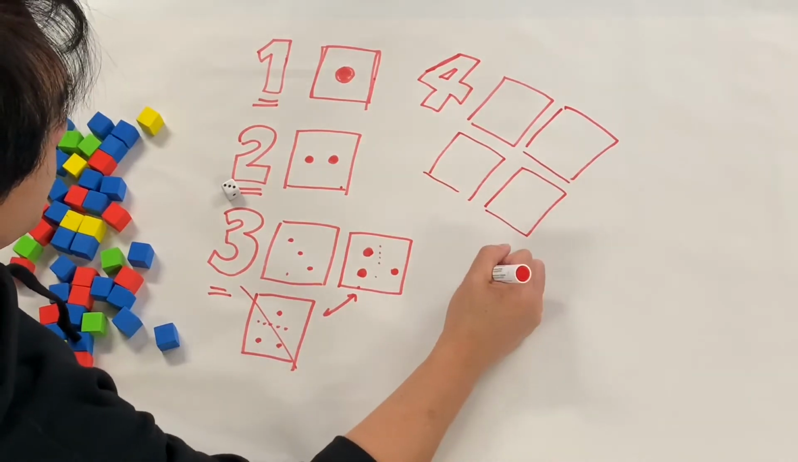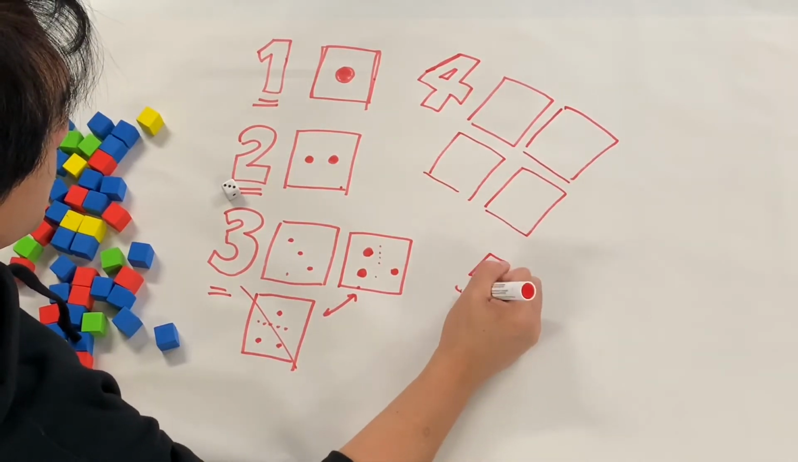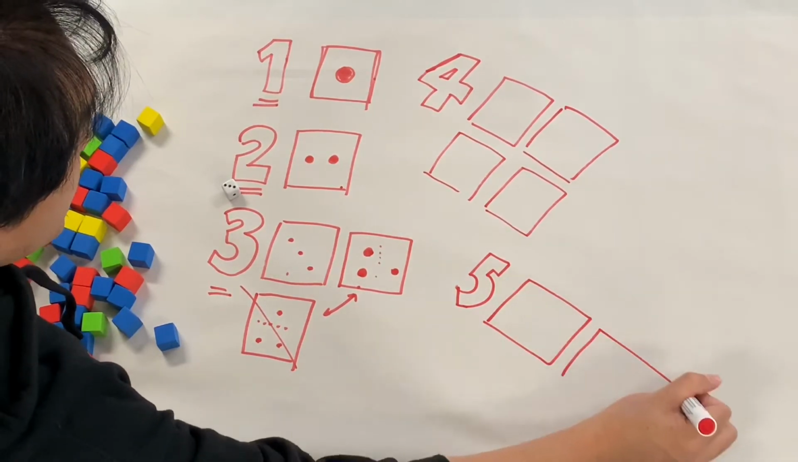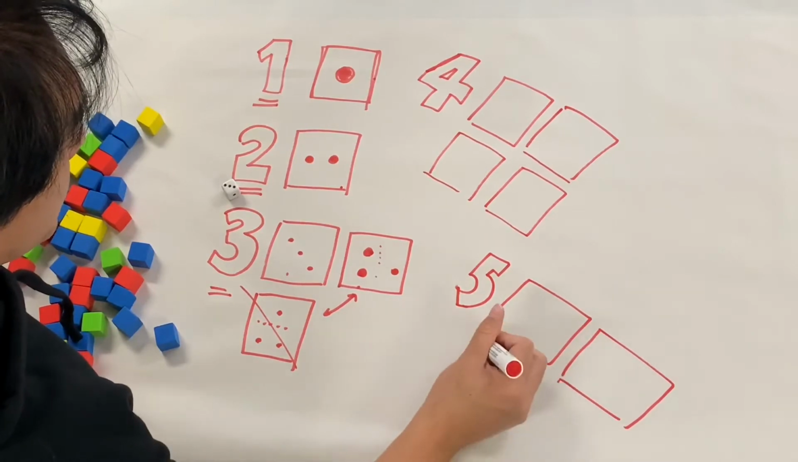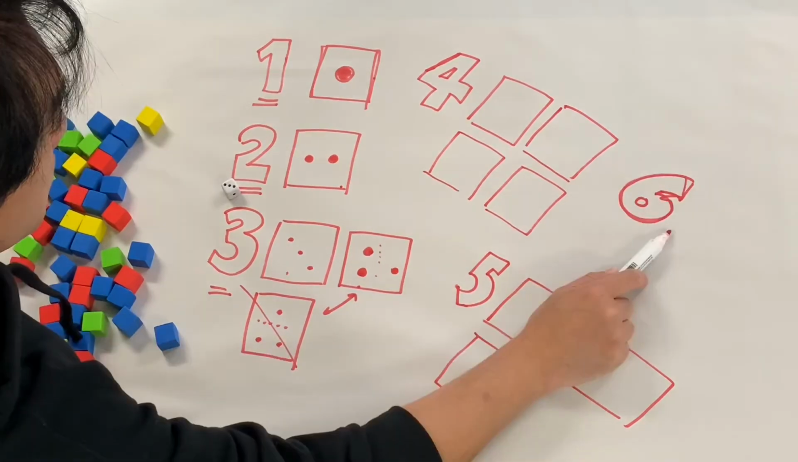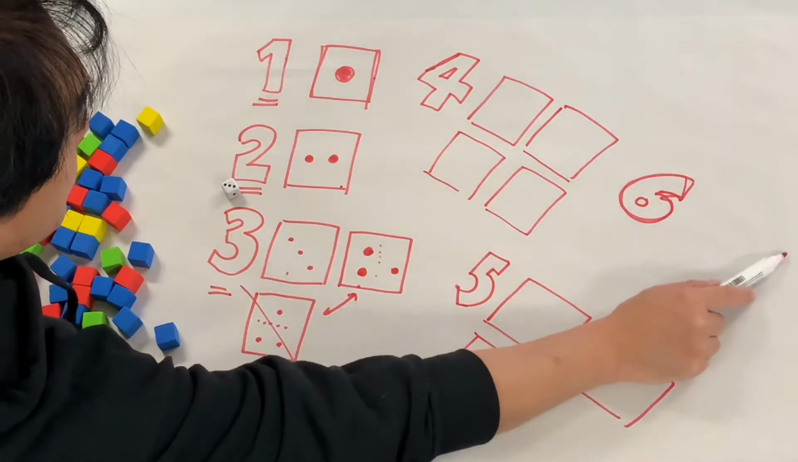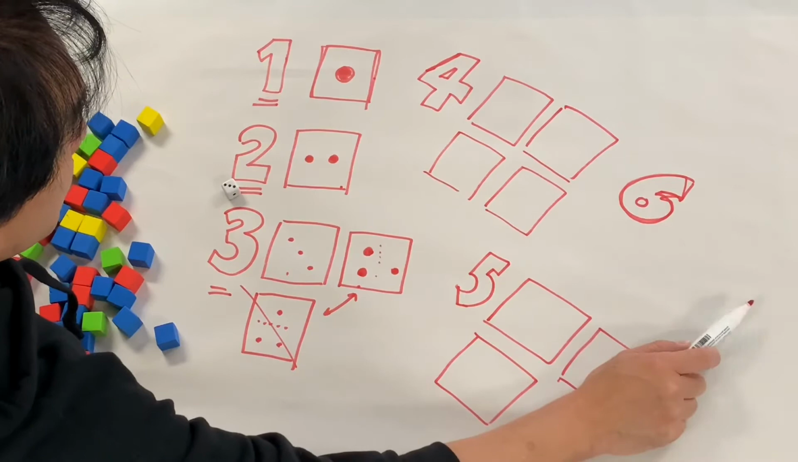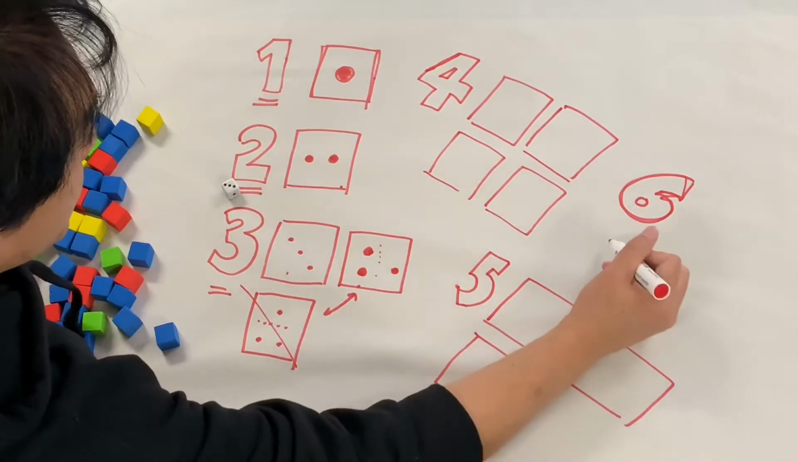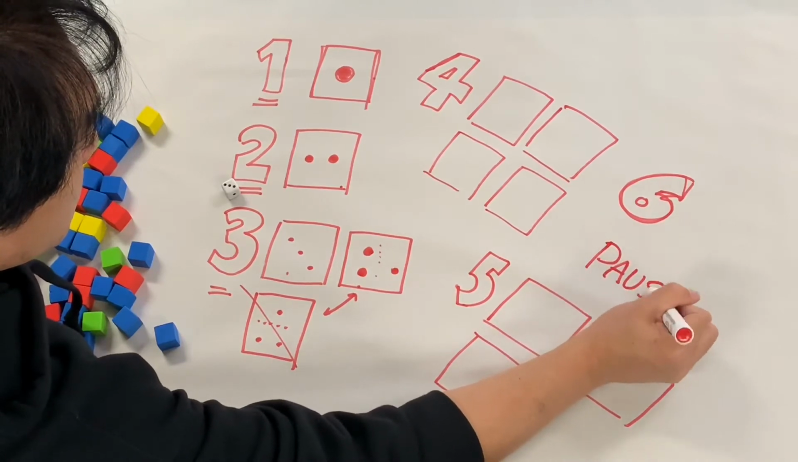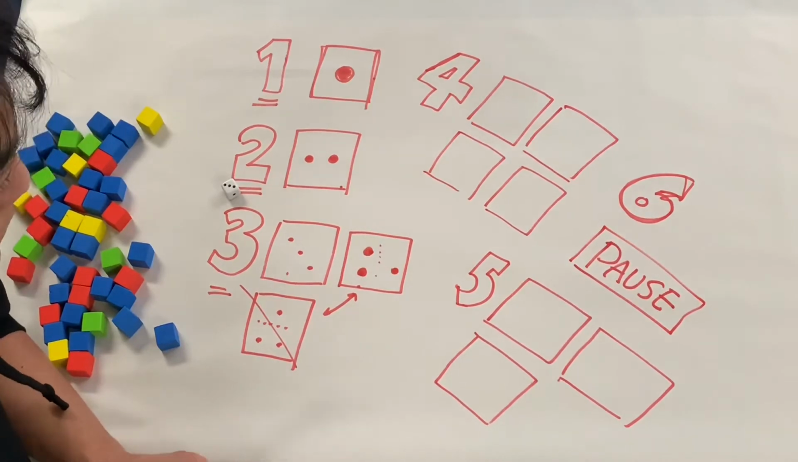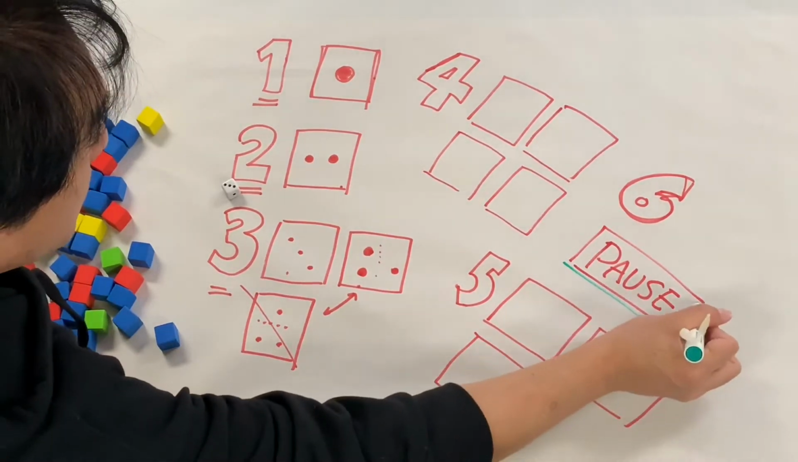How about 5? What is your prediction? What's your guess? Are there many more patterns to make 5 or even 6? Do you think that you can make many more patterns for 6 than for 5? Let's pause the video. You can say your prediction, or you can write it down, or you can just think about it.